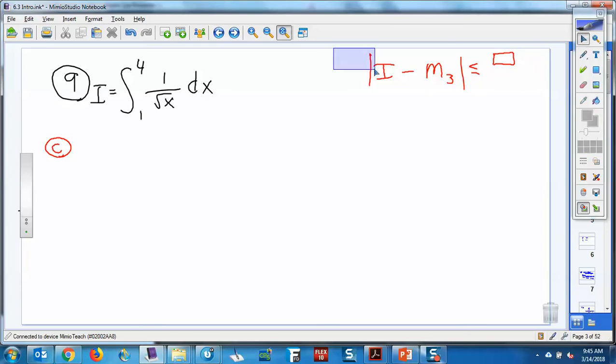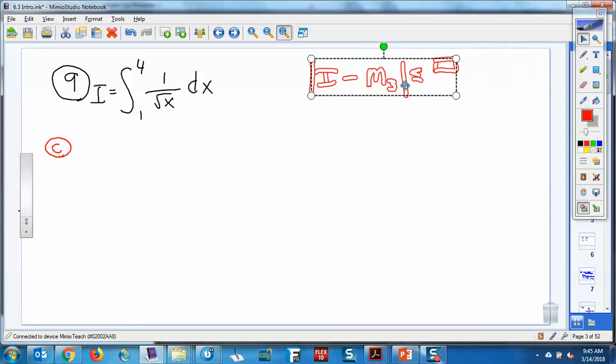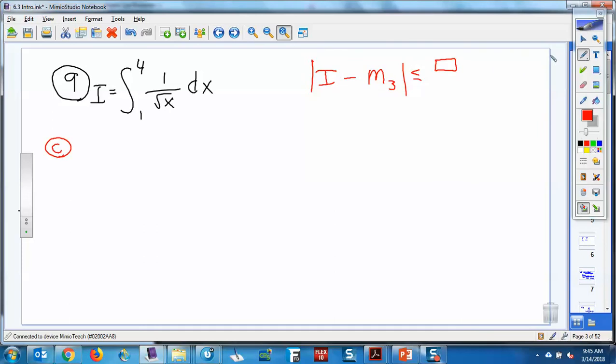Okay, let me move this over so you can see. Let's talk about a little bit of number 9 here. So we're going to need K2 right here. He's going to do the second derivative for us. 4 minus 1 cubed, and then it's 24 times 3 squared. So that would be our max error for this one.